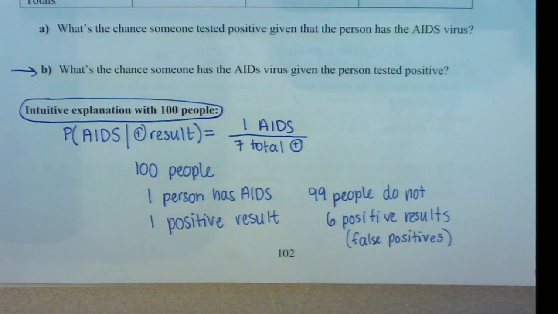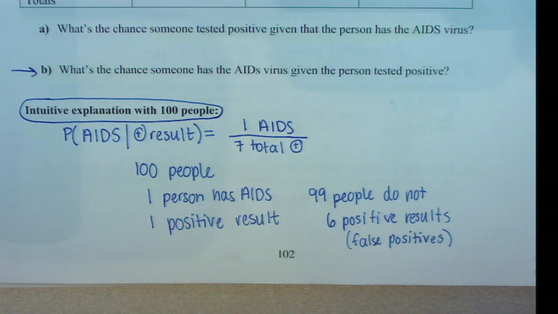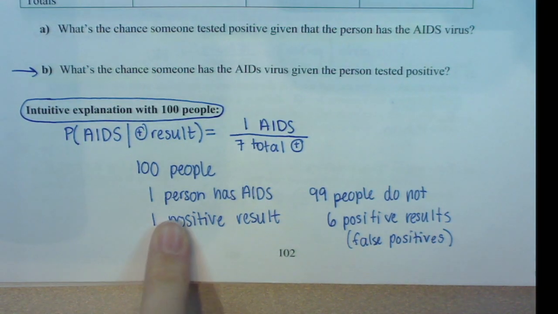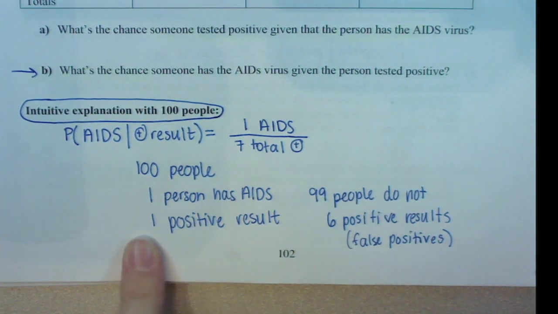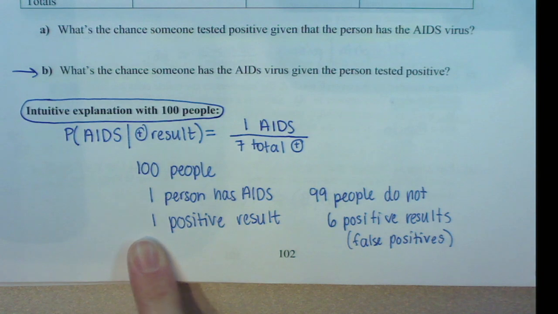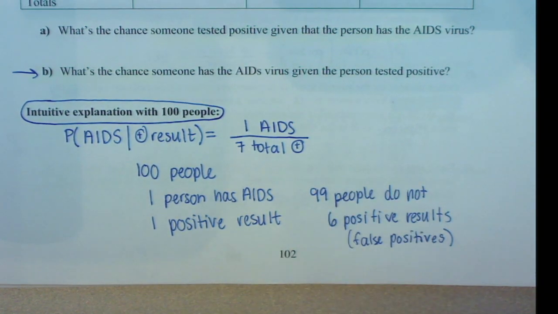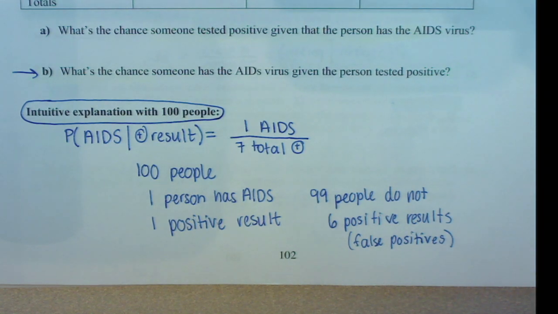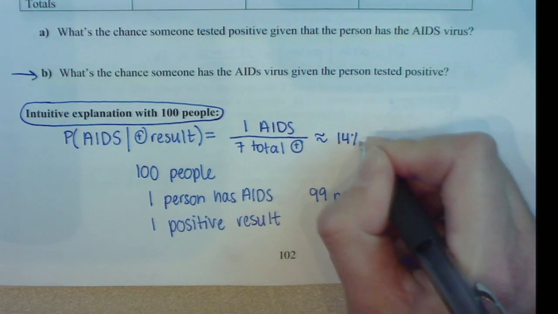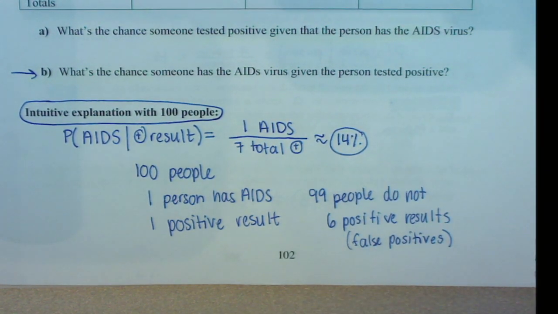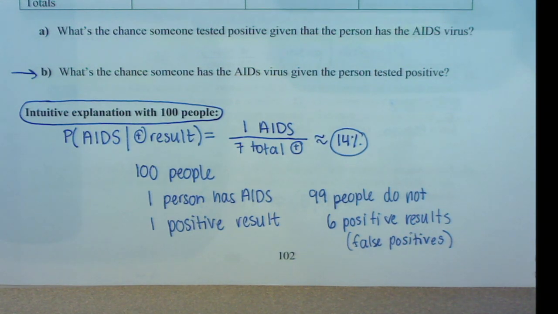So with this test, what happened was, because only 1% of people had AIDS, there ended up being more false positives than true positives. Yes, that one person will most likely get a positive result. But there's so many more people who don't have AIDS, and there's a 6% chance rate of false positives. So my answer, 1 out of 7, if I simplify that, it's about 14%. It's not high. So again, see, probability is fun, right?